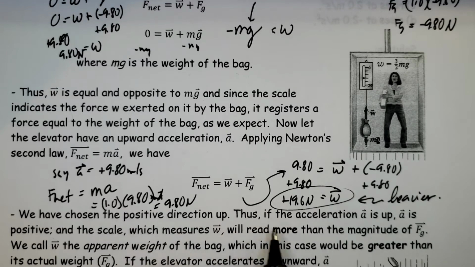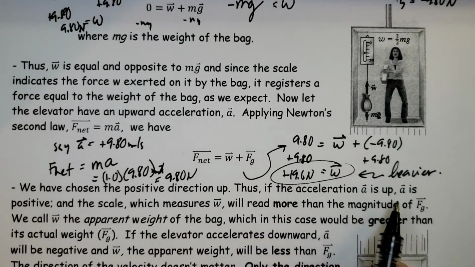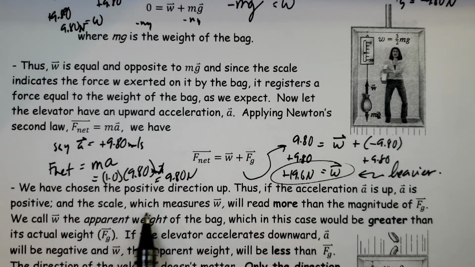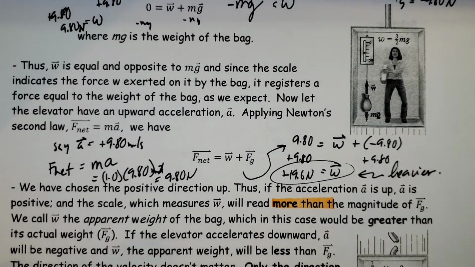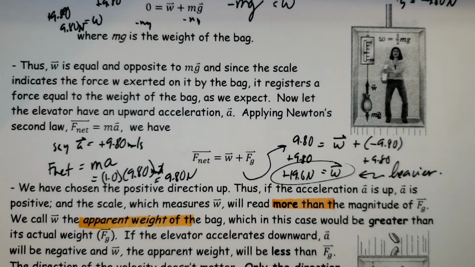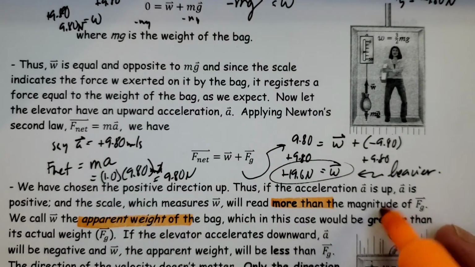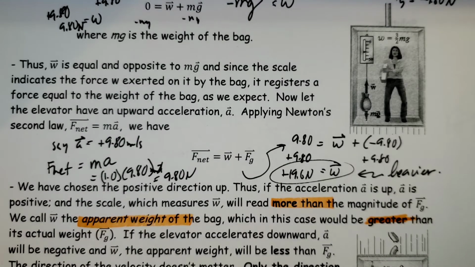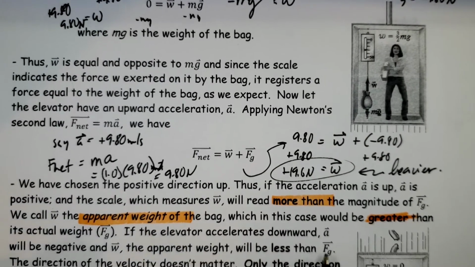So we have chosen the positive direction up. Thus, if the acceleration A is up, the scale which measures that will read more than Fg would be if it was at rest or moving at constant velocity. We call W the apparent weight of the bag, which in this case would be greater than the actual weight of Fg. If the elevator accelerates downwards, A will be negative and the apparent weight will be less.